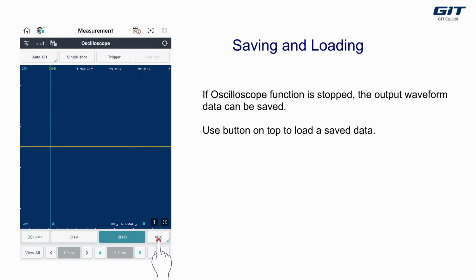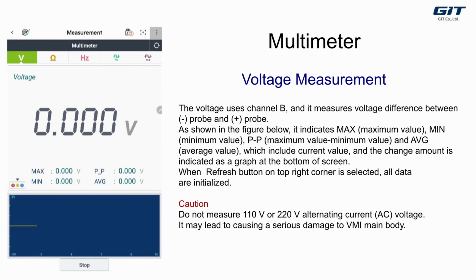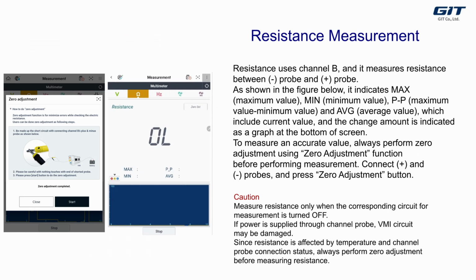If the oscilloscope function is stopped, the output waveform data can be saved. Use the button on top to load saved data. The voltage uses channel B, and it measures the voltage difference between the negative probe and the positive probe. Resistance uses channel B, and it measures the resistance between the negative probe and the positive probe.